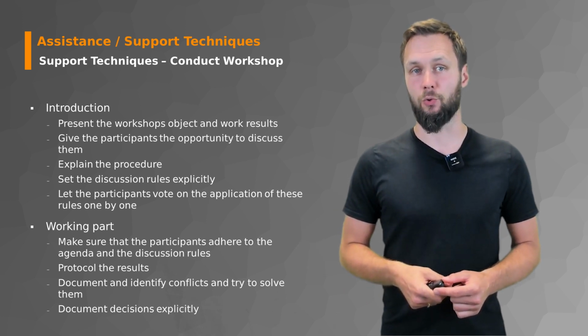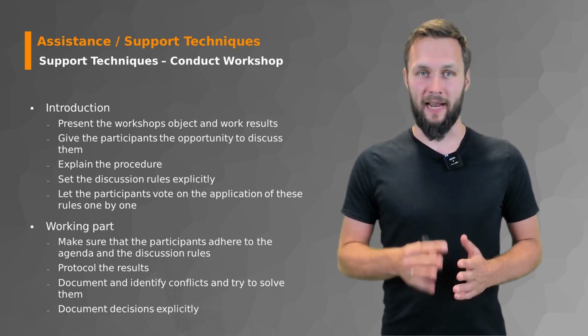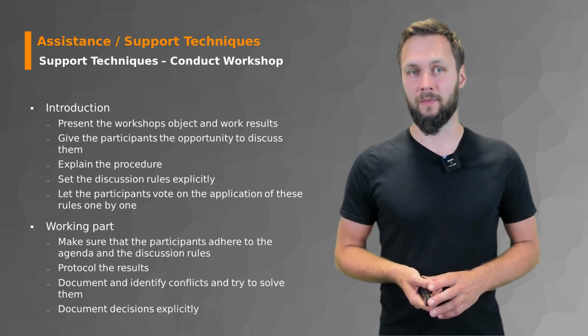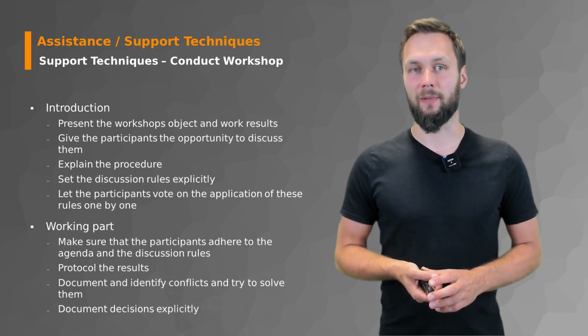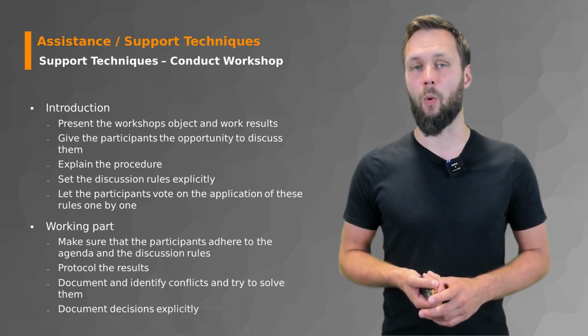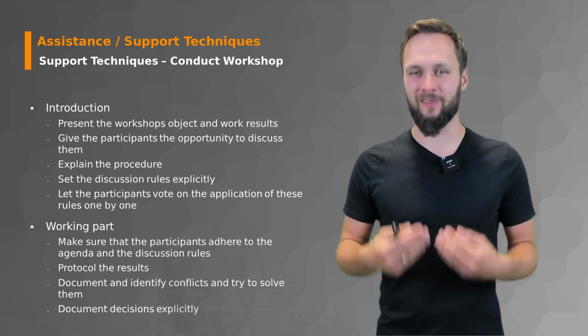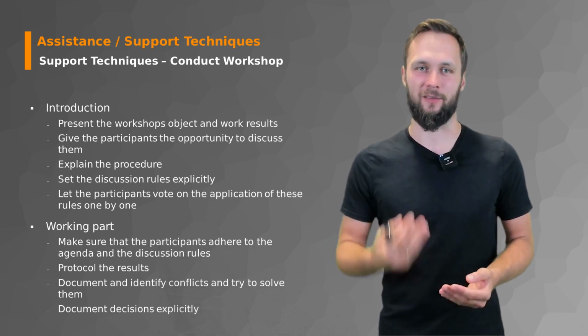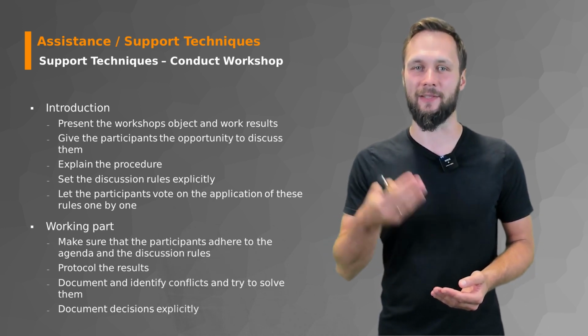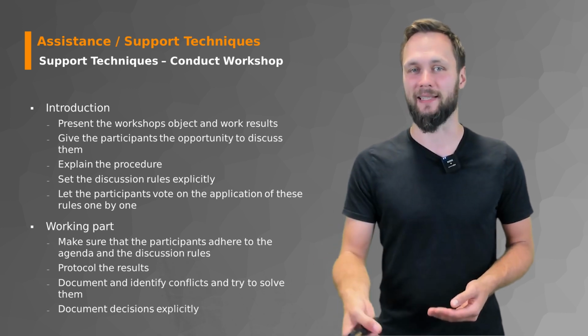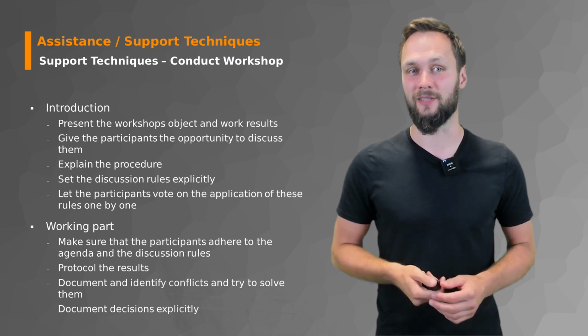Set the discussion rules explicitly so that everyone knows them and that you can also call out someone if they break the rules. Let the participants vote on the application of these rules one by one. You get a buy-in from them. If they previously agreed and voted for it, it's really hard for them to suddenly argue that those rules don't make sense, that they have a right to break them. So this is really important, a really good tip.